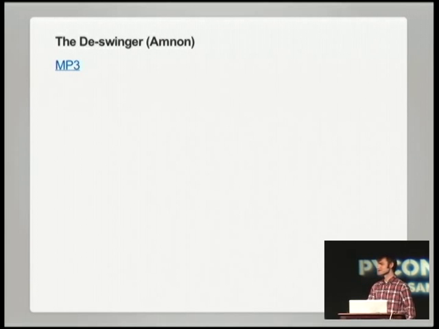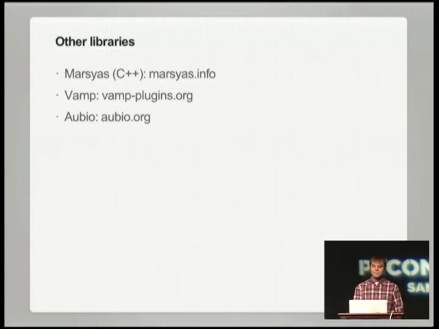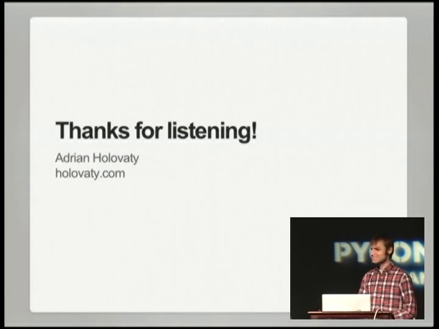I don't know if I can show you that because we're running out of time. But there are a couple of other libraries if you don't want to use this thing. There's something called Marcius. I'm sure I'm bastardizing the pronunciation. I've never been able to install it. How's that for a glowing recommendation? But it exists. And there's Vamp, which is a really cool suite of plugins that do all these different things for audio, all sorts of diversity of things. And there's Obvio, another Python library for getting at this underlying musical data. Thanks for listening.